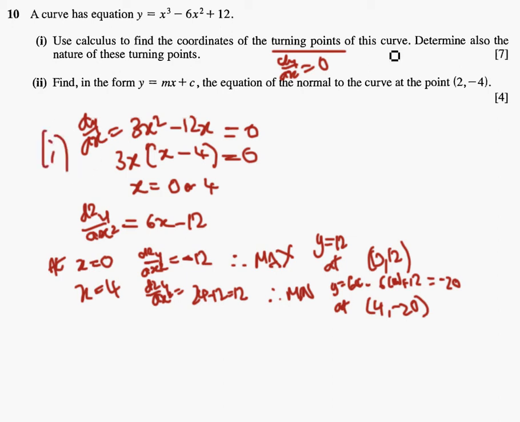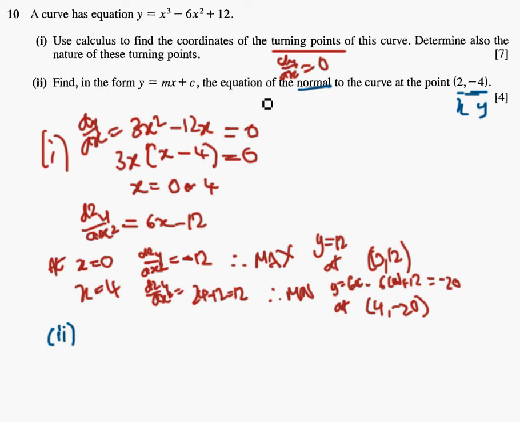That's part 1 done. Let's go to part 2, which says find, in the form y equals mx plus c, the equation of the normal to the curve at the point (2, minus 4). Right, so we've got our x, y values, and we've got the normal to the curve. Now, you're either going to have normals to the curve or tangents to the curve. The normal is the one that's perpendicular.